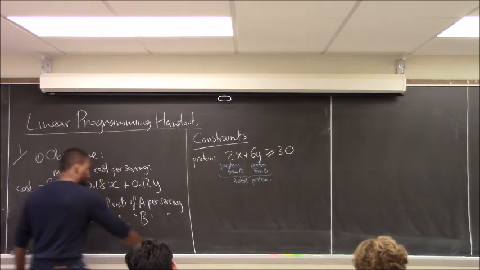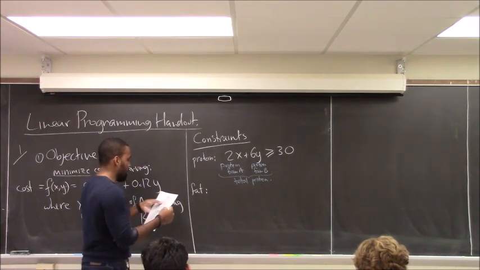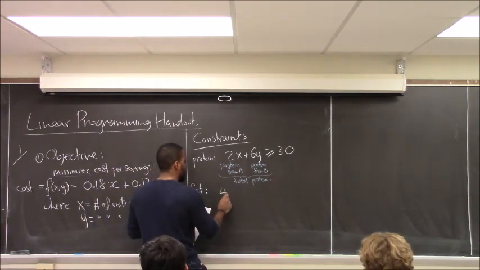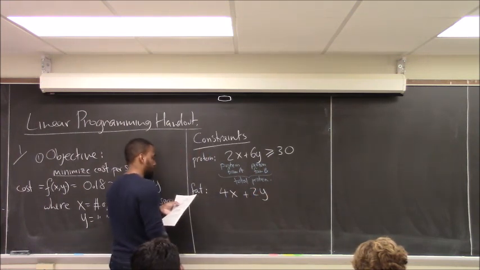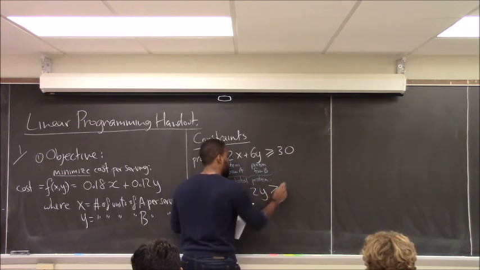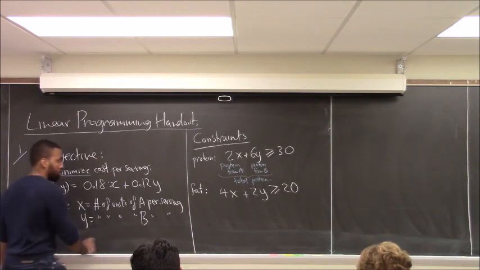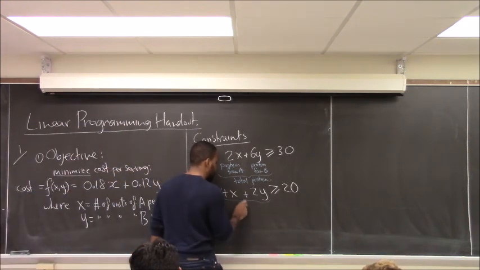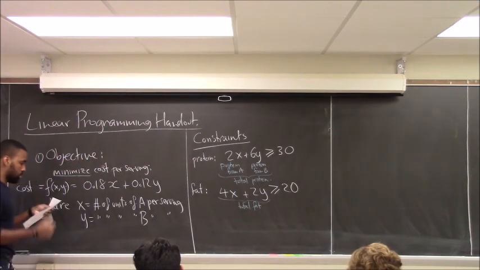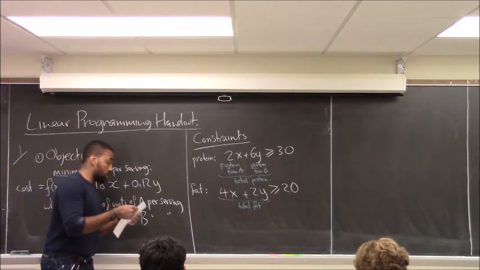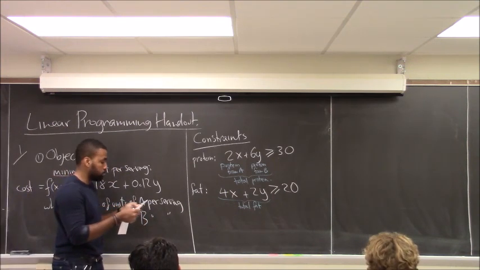I can do a similar inequality for the fats. And the amount of fat in food A is going to be 4 grams per unit. And the amount of fat in food B is 2 grams per unit. And that needs to be at least 20. So that represents here total fat content. Okay, so that's from the first sentence. The first sentence gave us 2 restrictions for proteins and fats.